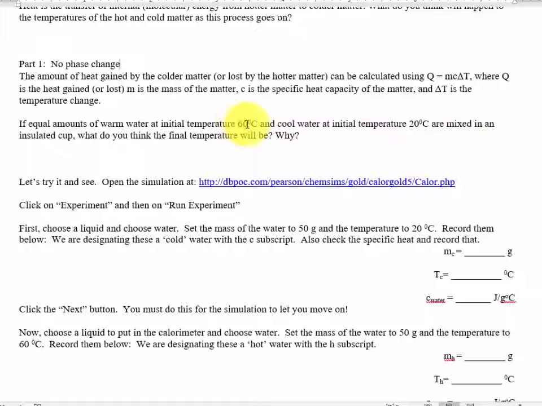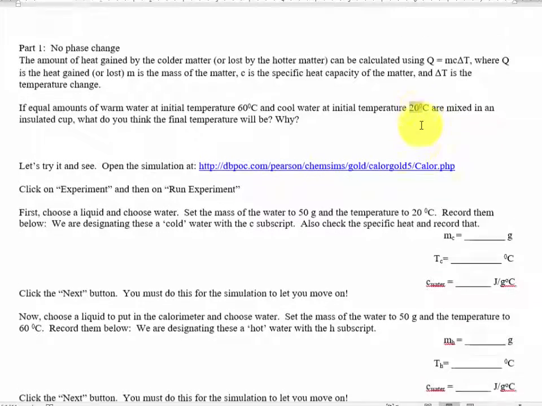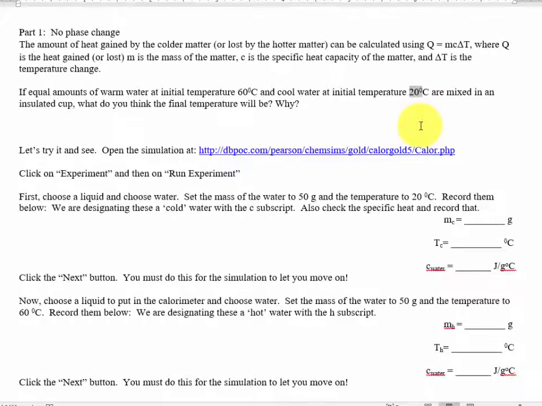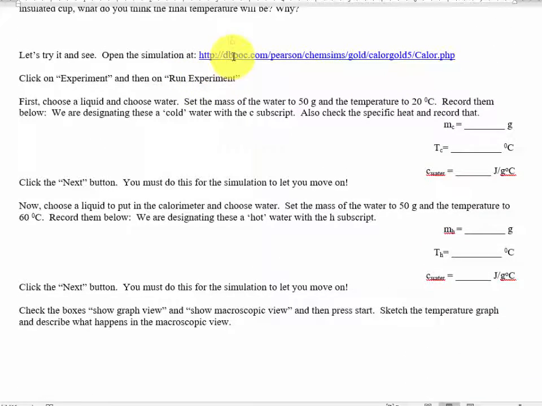Now, you're going to go ahead and make a prediction: what happens if you mix equal amounts of 20 degrees and 60 degrees Celsius water? And then we're going to run the experiment and see what happens.